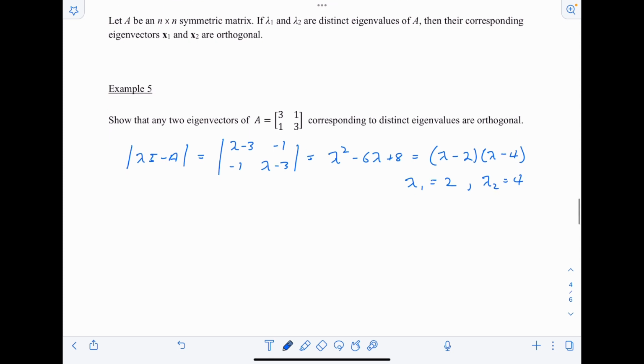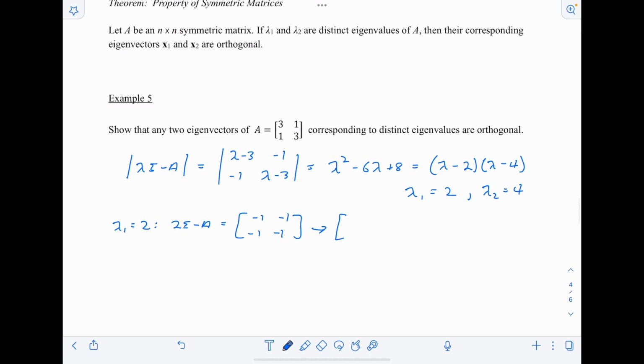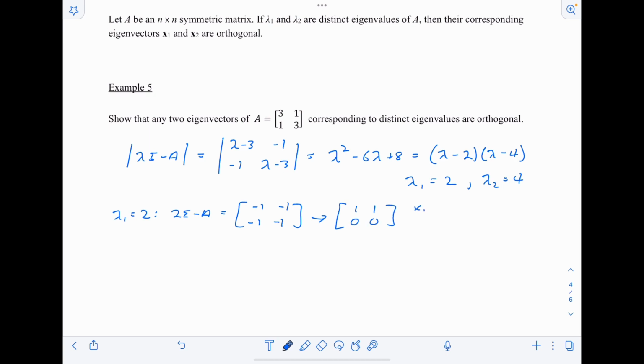All right, so now when lambda is 2, we're going to find 2I minus A. So plugging in 2 is just going to give us negative 1, negative 1, negative 1, and negative 1. Remember, we always want to put these into reduced row echelon form. And if we do that, that gives us the matrix 1, 1, 0, 0. So x1 plus x2 is 0, telling us that x1 has to be equal to negative x2. So in this case, if I let x1 be s, then x2 would be negative s.